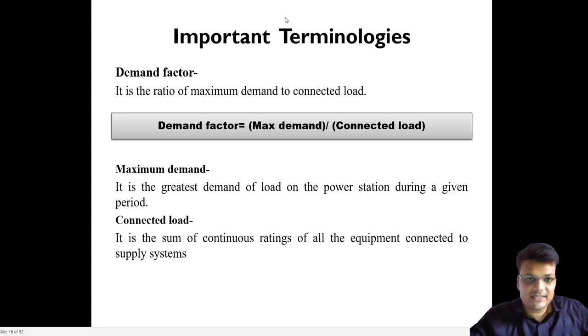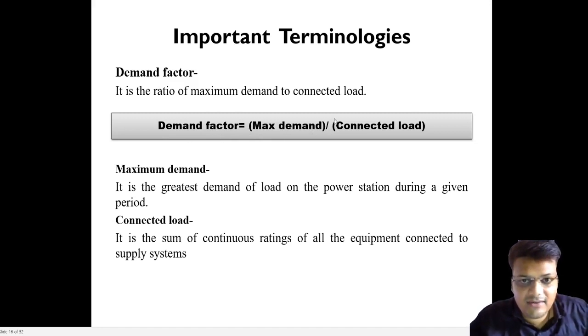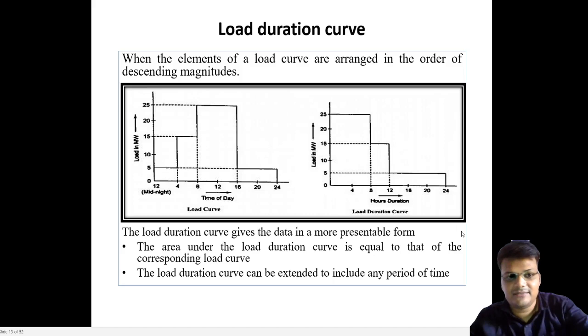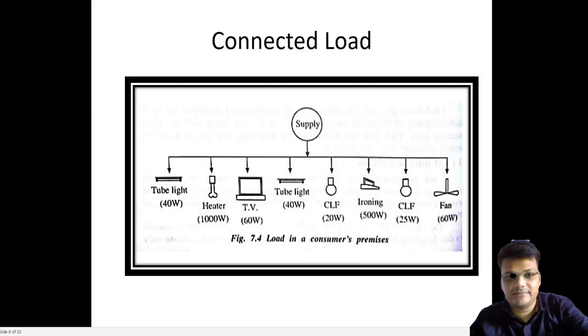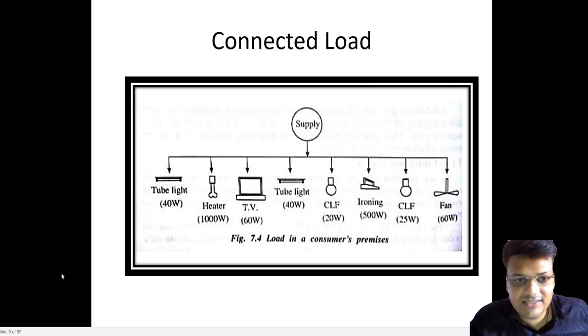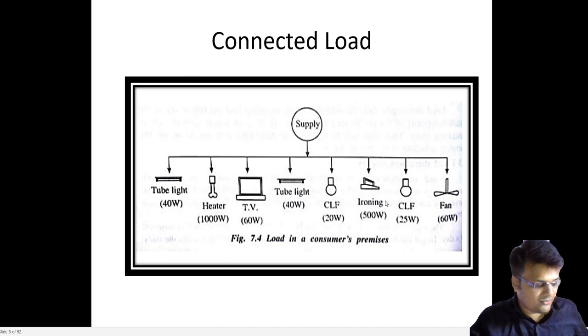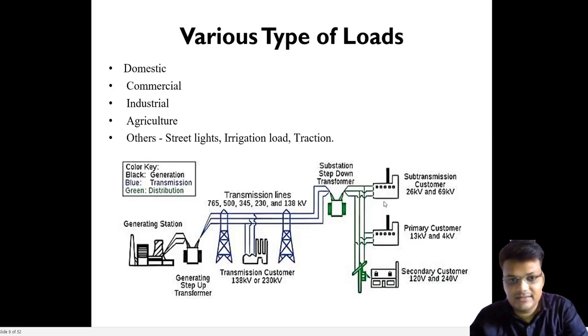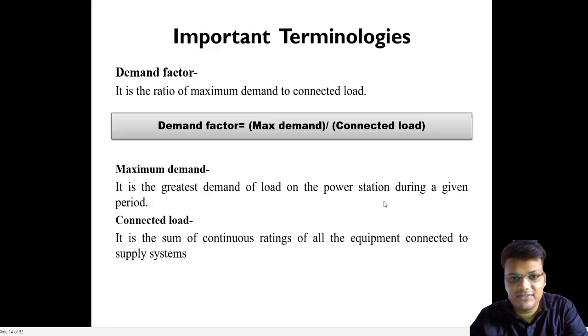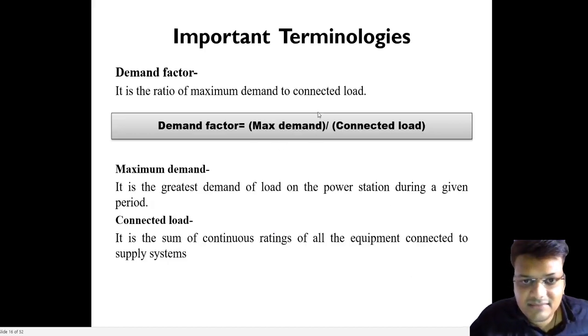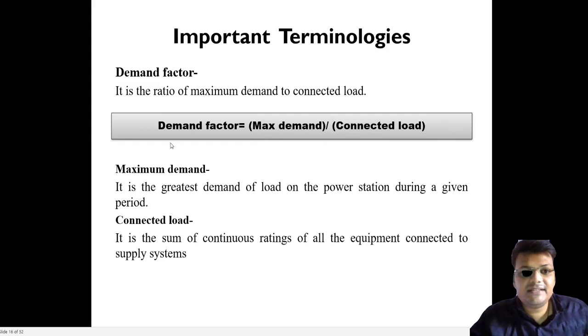Now, what are the important terminologies? What is the demand factor? The demand factor, as we know, is the maximum demand upon connected load. So as I discussed, what is the connected load? Simply, we add all the values of the connected load, or it is given in the question. And what is the maximum demand? We already know. By dividing maximum demand by the connected load, we simply get the demand factor.